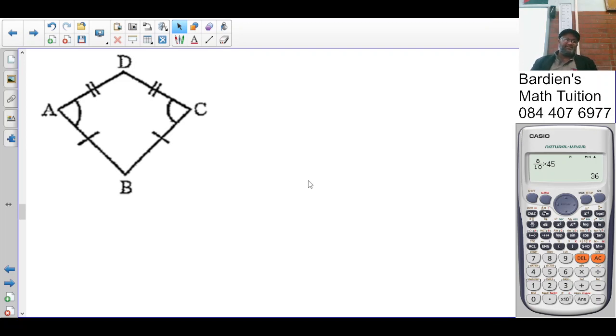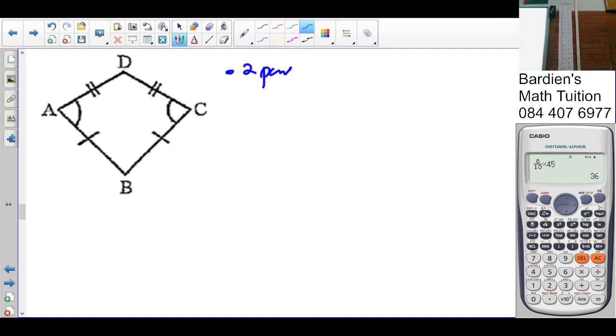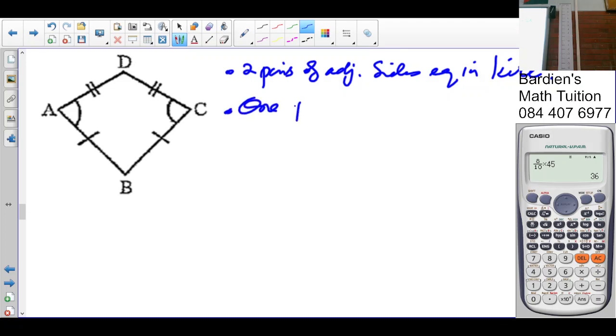First property of a kite: two pairs of adjacent sides equal in a kite. Is there another one? One more? One pair of opposite angles equal in a kite. These two properties for now.